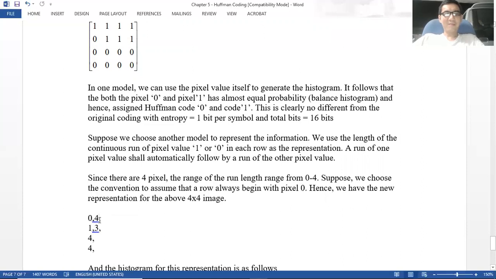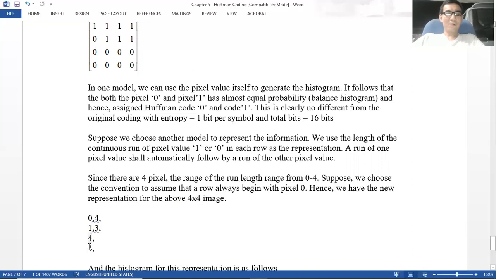So we are done with the first row. Second row, what is the run of 0? We always start with run of 0. After the run of 0, it's the run of 1. So how many continuous 1s? 3. So again, that's 4 pixels, so we are done with the second row. And for the third row, we start with 0. The run of 0 is 4. So we put 4, and we are done with the third row.